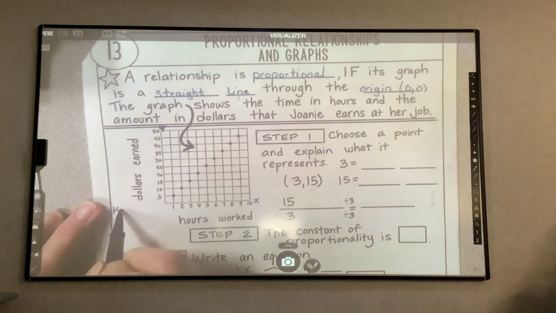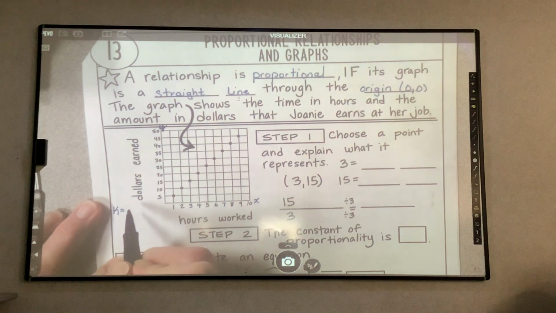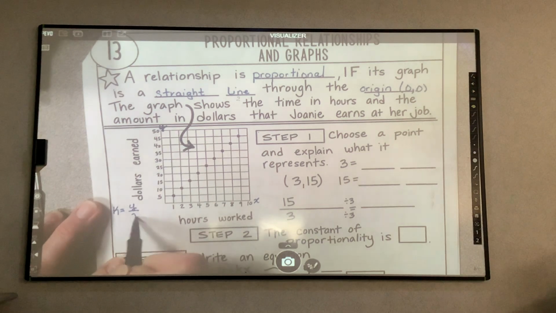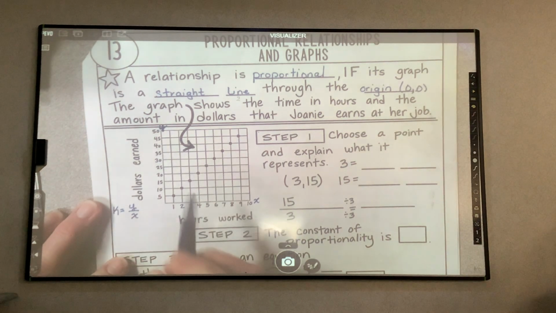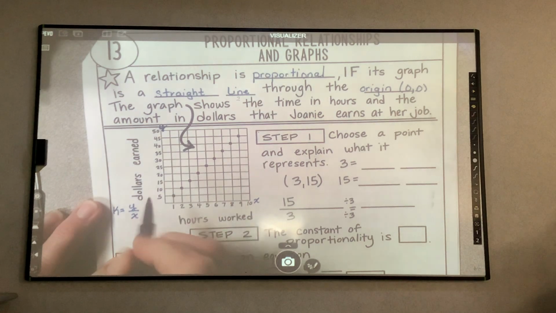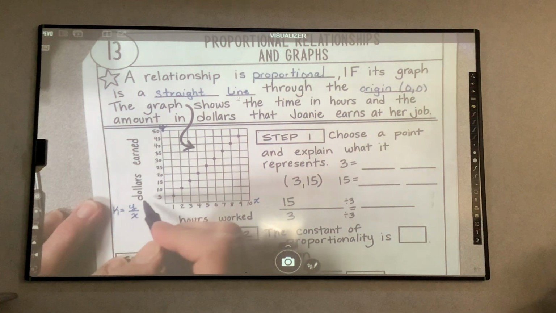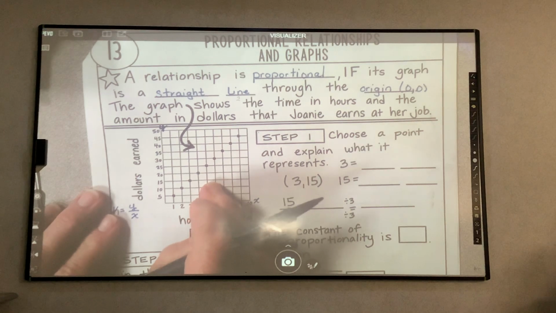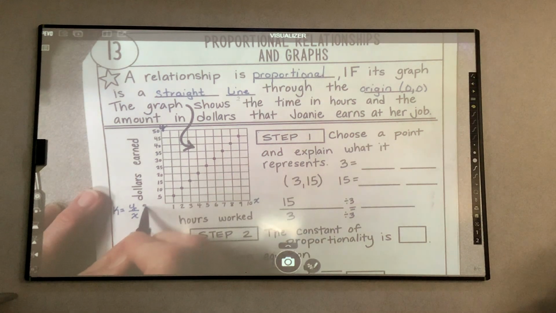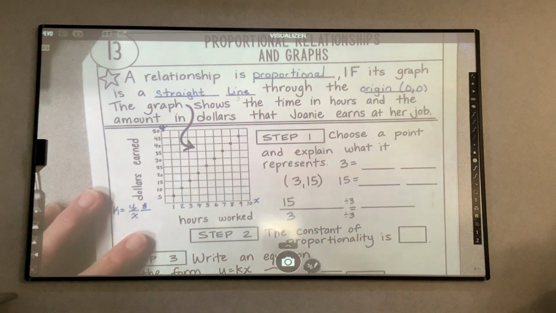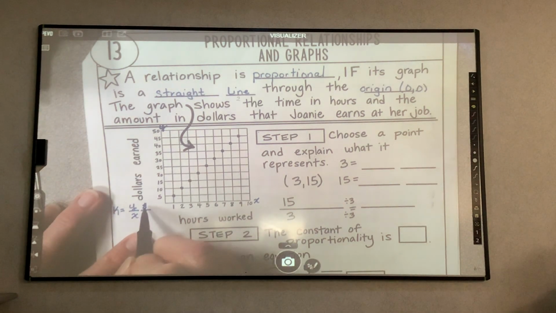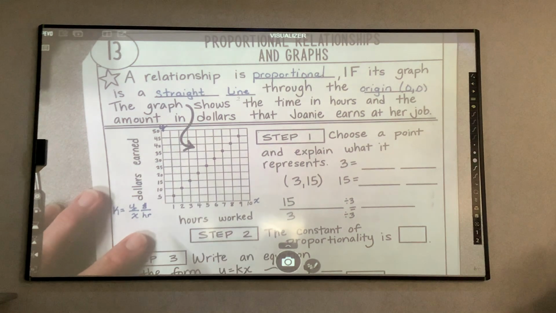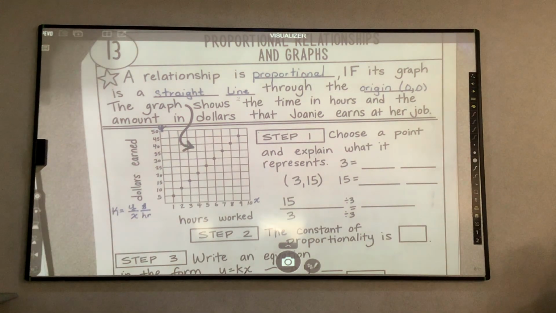What is constant? How do we find a constant? Y over X. And what's my label for Y? If I look at the chart, what's my label? Dollars. Okay, so dollars. And what's my label for my X? Hours. Okay, so it's dollars per hour. Are you with me on that? Okay, so that's all from yesterday's notes.